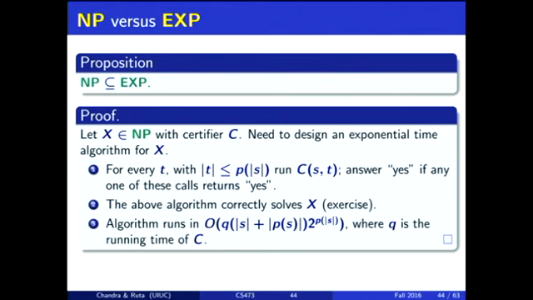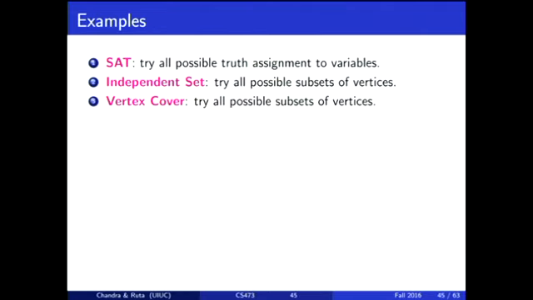But the running time of this algorithm is how many proofs do I have to enumerate? 2 to the some fixed polynomial in the length of the input. That depends on the property of the verifier you have. And then you try all possible proofs and run the verifier on all of them, and if it says yes, you say yes, otherwise no. So I've given you an exponential time algorithm for the problem, right? Okay? So NP is in exp. So examples: SAT is try all possible assignments, independent set is try all possible subsets, and so on, right?